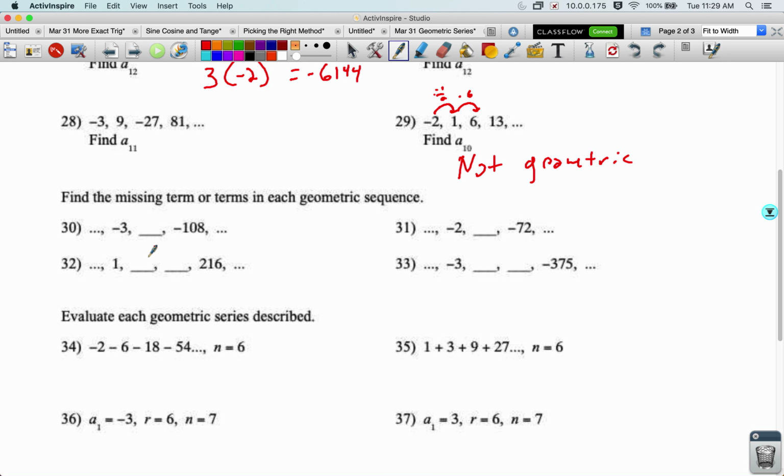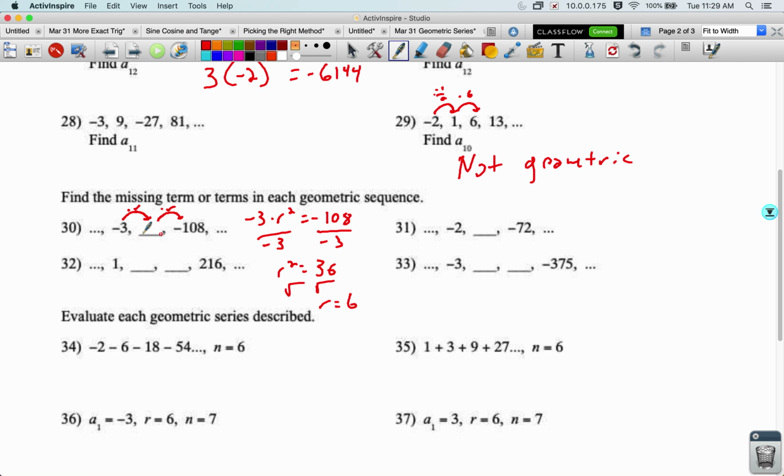All right, find the missing term in each geometric sequence. So what I'm doing here is I'm going from negative 3, multiplying by some number r, and multiplying by that same number again to get to negative 108. So negative 3 times r squared equals negative 108. Divide both sides by negative 3. I get r squared equals 36, square root. So I found that my common ratio is 6.